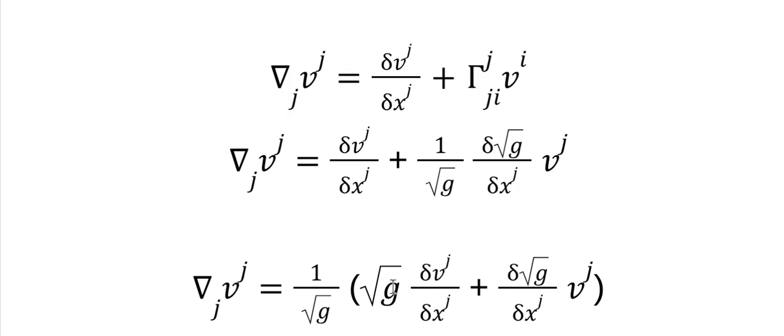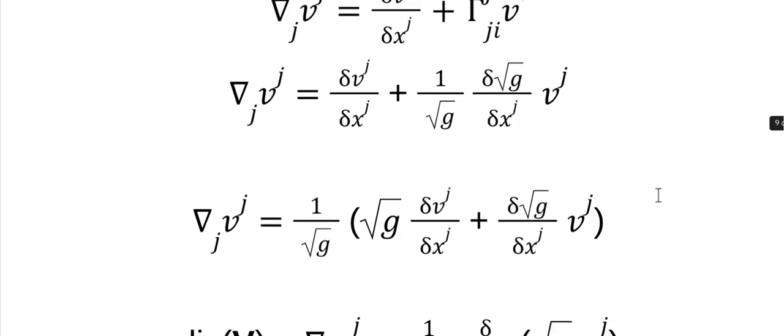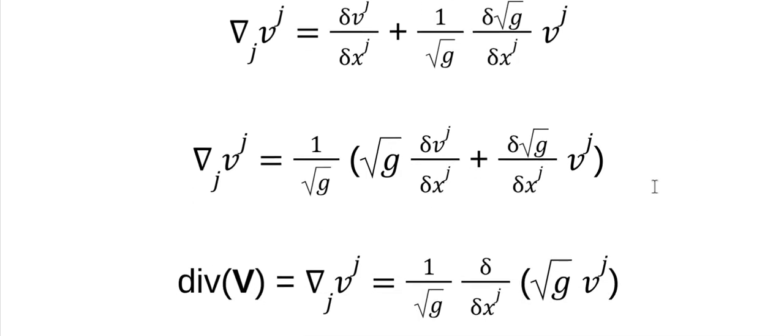And the reason they did that, if you look at this for a second here, you will recognize that as a derivative of a product. And that's what they did. So here is the final expression that everyone uses in the textbooks for the divergence of V. It actually has a name. It's called the Voss-Weyl formula. Voss-Weyl formula. Two famous mathematicians.